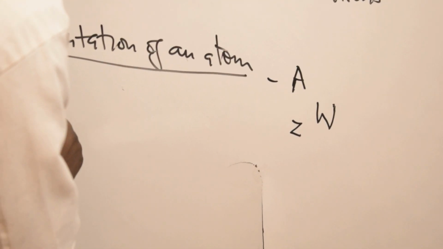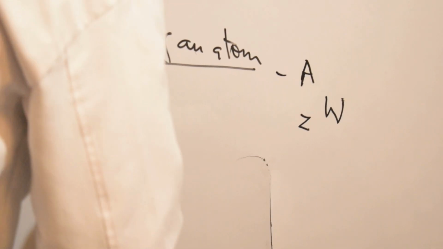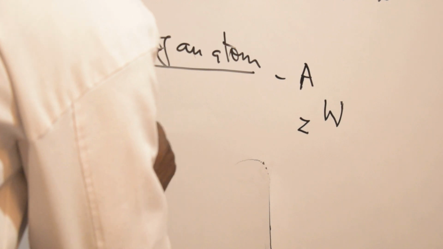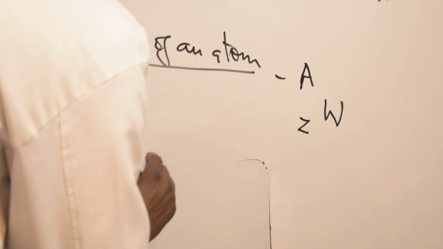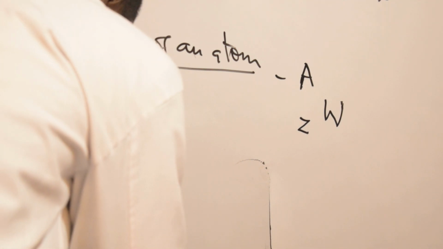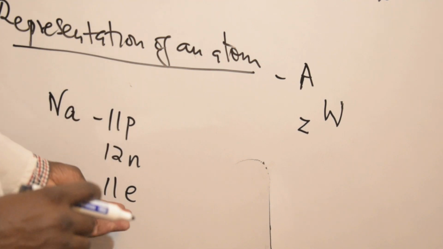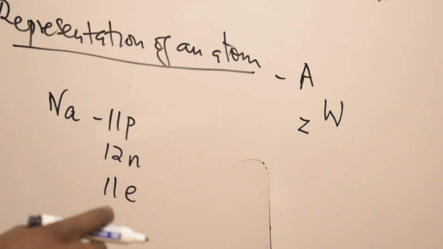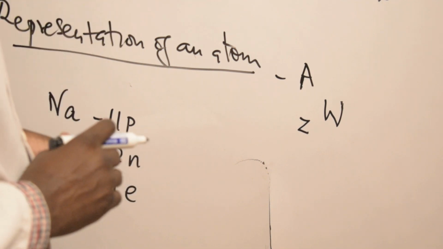Now, sodium here will have 11 protons. It will have 12 neutrons. And of course, 11 electrons. It's important to mention here that the number of protons and electrons are always equal in an atom. Just take note of that.